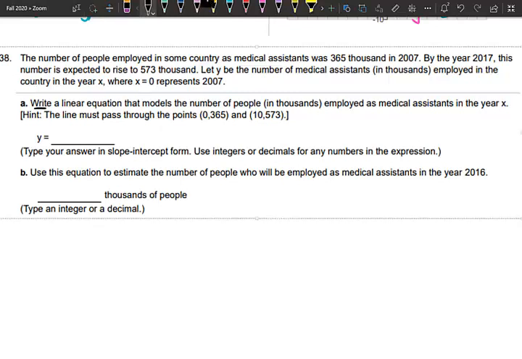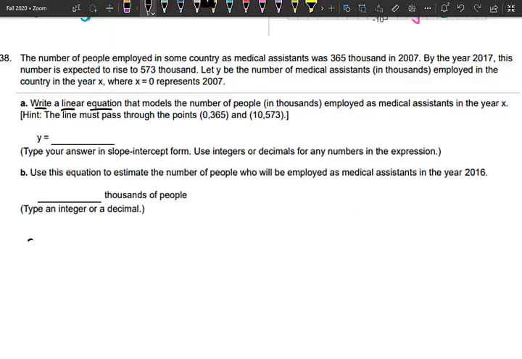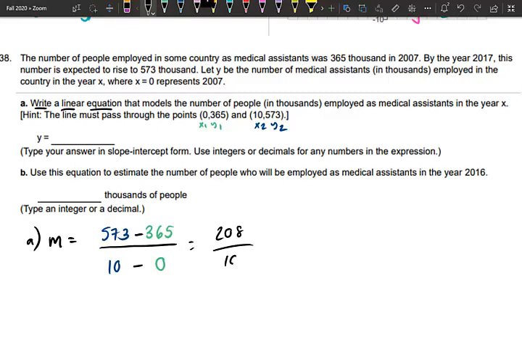So we need to write a linear equation. Our first step is to find the slope. We're given two points, x1, y1, x2, y2. So let's go ahead and plug them into our slope formula. We have y2, which is 573, minus y1, which is 365, over x2, which is 10, minus x1, which is 0. So we're going to simplify here. We get 208 over 10, which is 20.8.